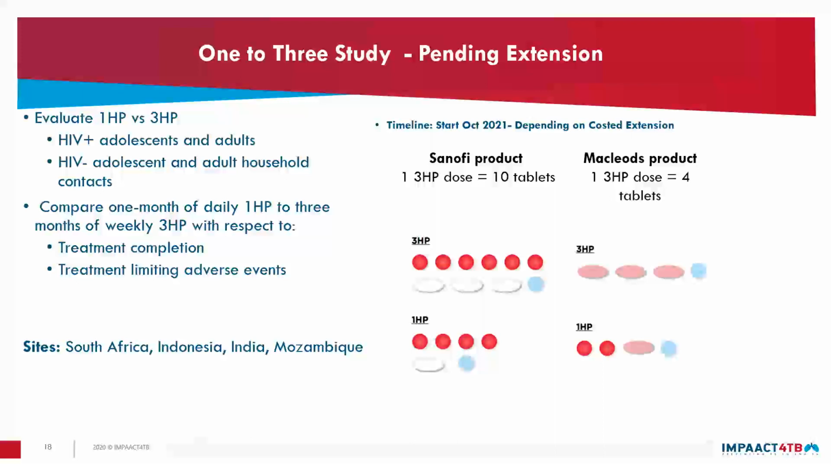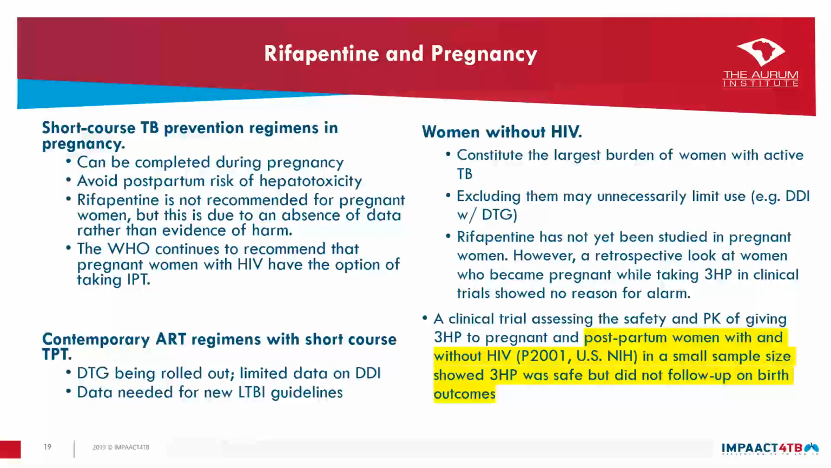The study is proposed in 4 countries: South Africa, Indonesia, India, and Mozambique. And this is to allow us to at least generalize the data in different populations. We plan to start the study in October 2021, but again, this is dependent on us getting the costed extension approved. Next slide, please.